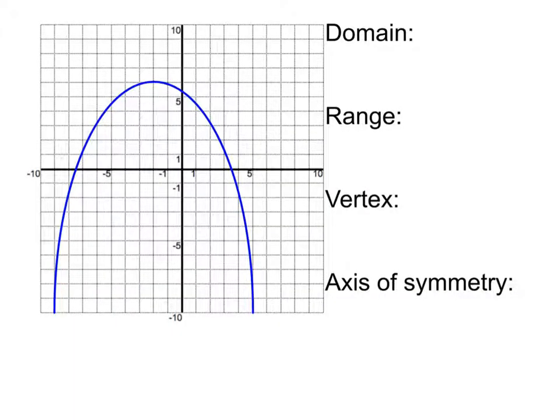To practice what you just took notes on, please take a look at this graph. It's just a made-up graph. It looks kind of like an x squared, but it's not. It's just a made-up graph. Please list out what the domain, range, vertex, and axis of symmetry all are.